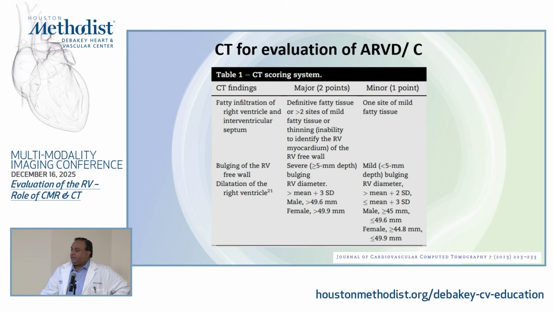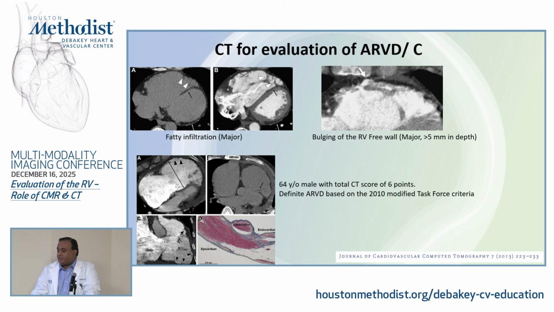So this was their scoring system. They looked at fatty infiltration of the RV free wall and gave it major, or 2 points, if it was at multiple places or if the entire RV free wall was thinned out, and then minor if it was only at 1 point. And then bulging or aneurysm of the RV free wall is very important. So depending on how deep the bulge was, they gave it 2 or 1 points, more than 5 millimeters or less than 5 millimeters, and then dilatation of the right ventricle.